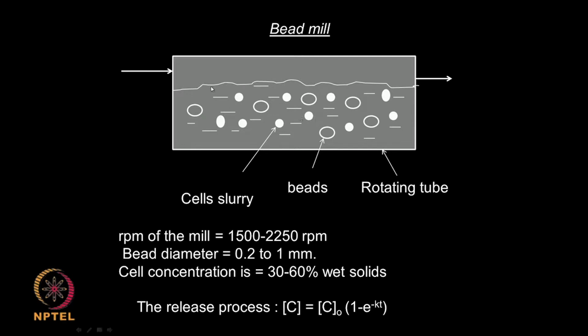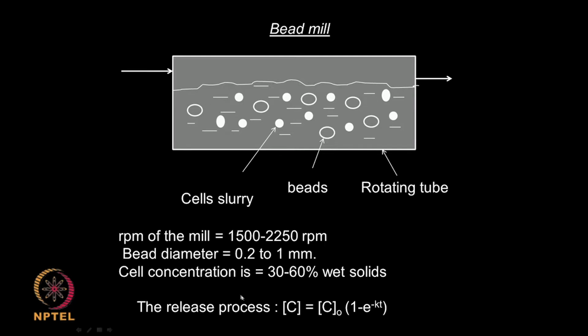So, what is a bead mill? A bead mill is a long hollow tube where there are a lot of beads present inside. These beads are made up of ceramic or metal. They rotate slowly at around 1500 to 2250 rpm. The slurry comes inside, and when it rotates, the metallic or ceramic beads hit each other, they also hit the cells, thereby disrupting the cells. So, this is quite a good method for industrial application. We can have cells of about 30 to almost 60% by weight wet solids percentage.